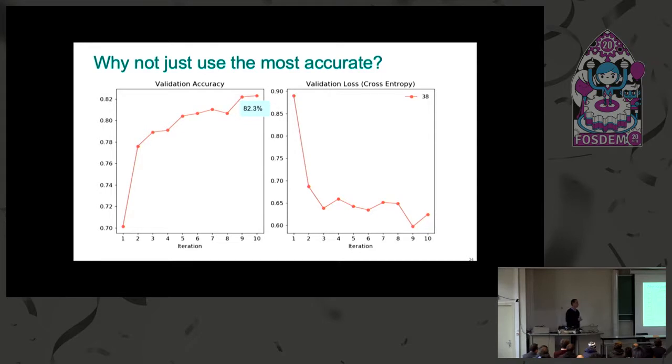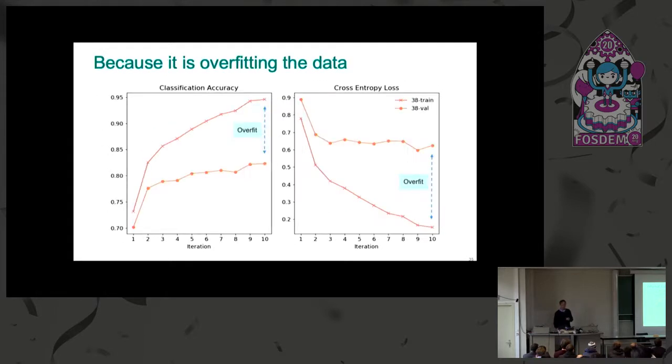So we might say, why don't we just use the most accurate one? This is the most accurate curve, about 82%. But there's a danger in doing that because it may be overfitting the data. The top curve here on the left-hand side is the training data, and the bottom curve is the validation data. You can see you have a big gap there. That's dangerous because it means your model is not generalizing well.